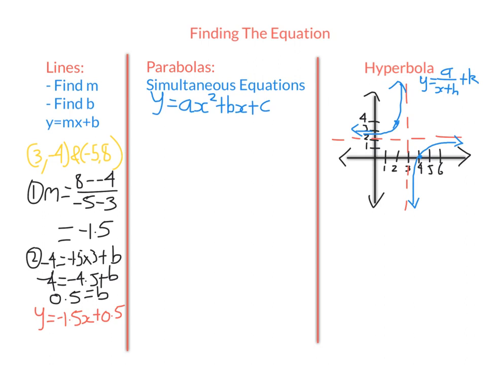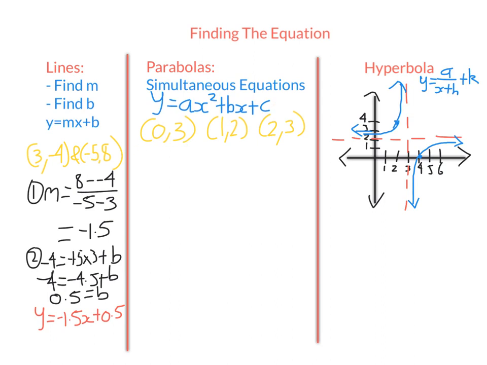All right, let's look at parabola. For a parabola, you need 3 points, whereas for a line, you only need 2 points. So 3 points for a parabola, and you use simultaneous equations. So let's say I'm given these 3 points, and I want to find the equation of a parabola that goes through them. So the equation of any parabola is of the form y equals ax squared plus bx plus c. I just need to find a, b, and c.